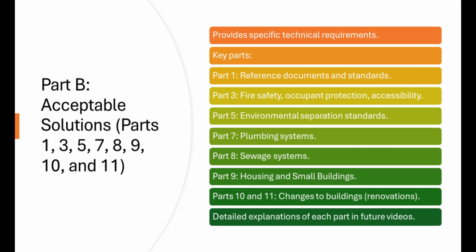Part 5. This part is all about environmental separation, including standards that prevent moisture and air leakage. Part 7. Focuses on plumbing definitions, ensuring we're clear on what plumbing terms mean. Part 8. Looks at sewage systems, another critical area for both public and environmental health. Part 9. For housing and small buildings, study general rules and some specifics on fire protection, especially for residential and live workspaces. Parts 10 and 11. Focus on changes to existing buildings, including change of use and renovations, making sure they comply with safety codes.